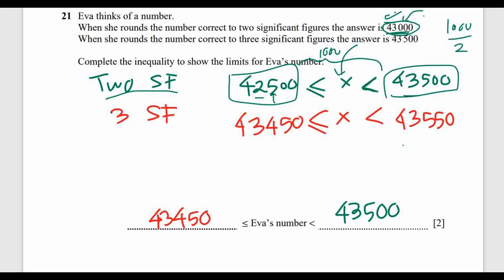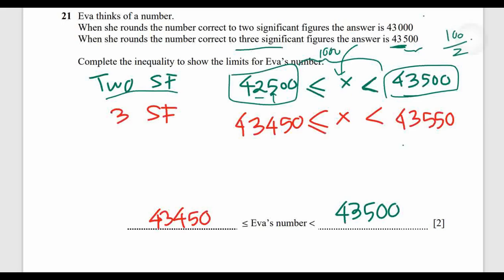Now if it's rounded to three significant figures, it's 43,500. So we have to see these three digits, 435. It means until 500. So rounding to the 100th place. Now the 100th place divided by 2 will be 50.